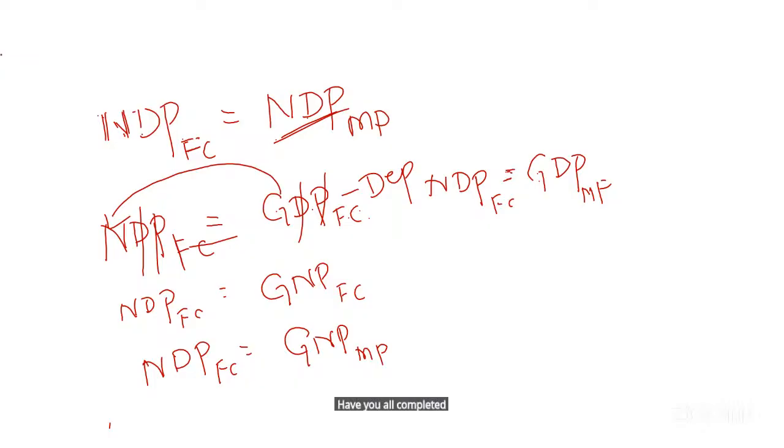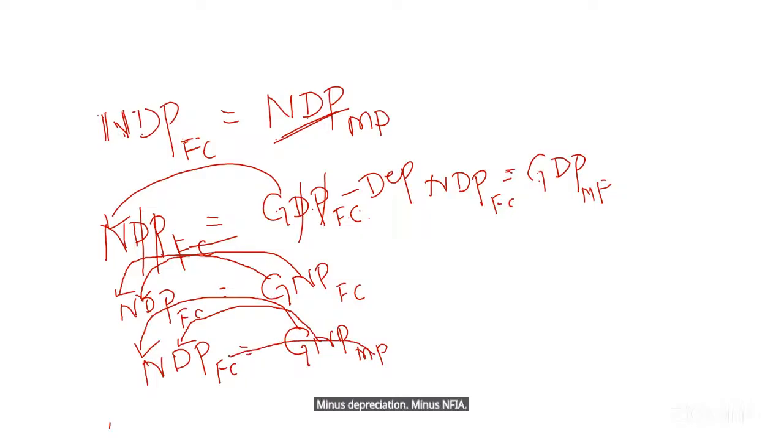Have you all completed? Yes. So, how did you arrive at NDPFC from GNPFC? Gross to net, minus depreciation. Net to domestic, minus NFIA. Now, NDPFC from GNPMP. Gross to net, minus depreciation. Net to domestic, minus NFI. Market price to factor cost, minus net indirect taxes. Good.